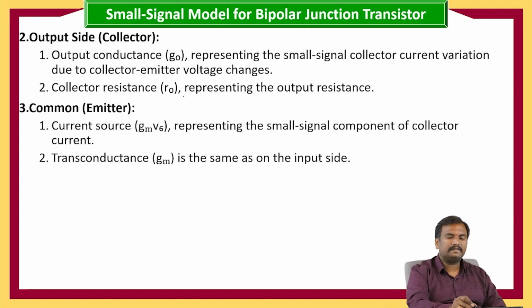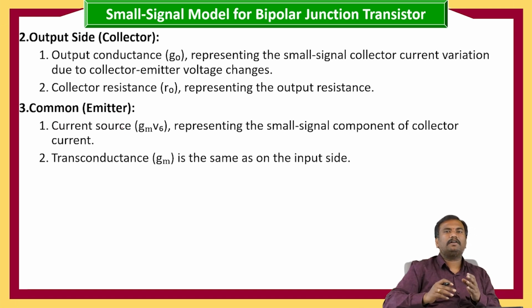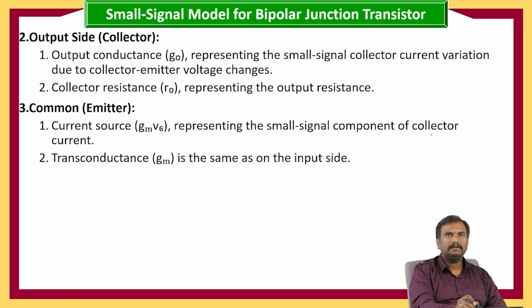The collector resistance ro represents the output resistance. The next one is the common terminal. If we consider it as the emitter, for common emitter we are going to have gm times vbe. This is the component of collector current, and the transconductance gm is the same as on the input side.